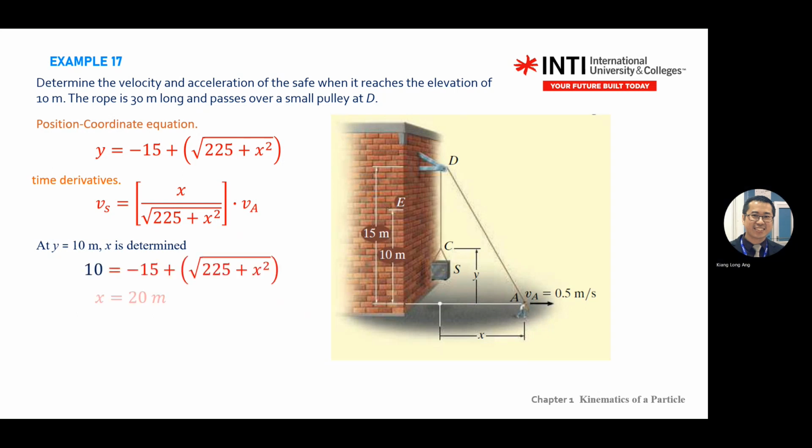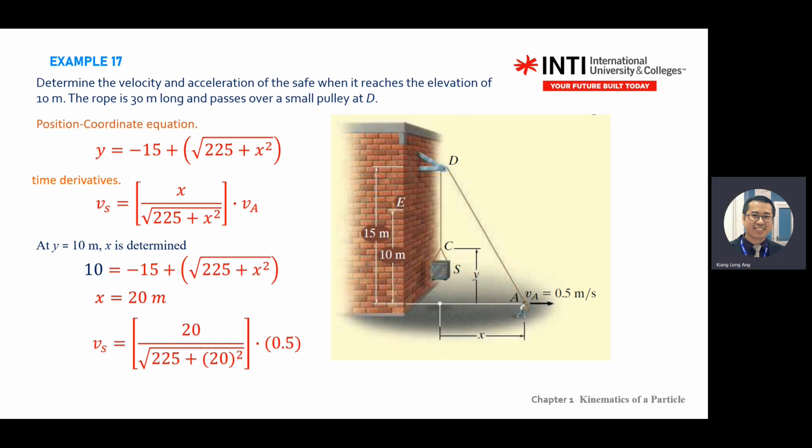So at the end you find your x, your location at the time when you reach 10 meter. Your person here is at a distance of, oh sorry, 20 meter. You substitute your x inside the equation because your velocity still has one constant x. So you substitute back here, and the velocity of A is known. So by substitution, you get the answer.